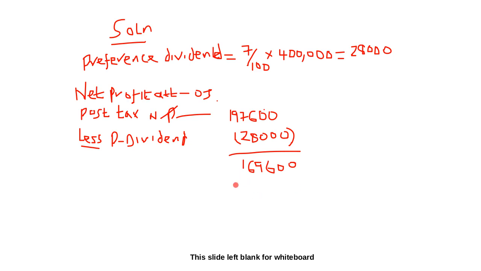So the net profit that is attributable to ordinary shares will be 169,600. Now, once we've determined that, we need to also get the weighted average number of ordinary shares outstanding. So we need to work out the WANOS. And as we said, WANOS is simply weighted average number of ordinary shares outstanding.